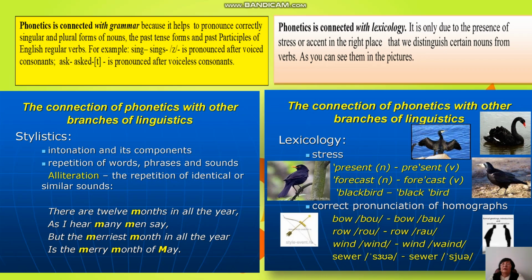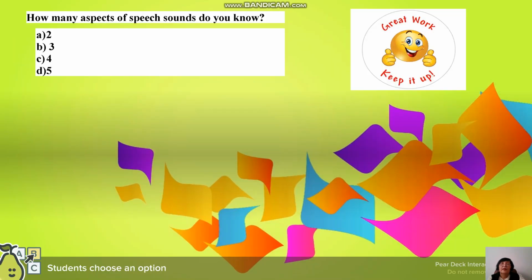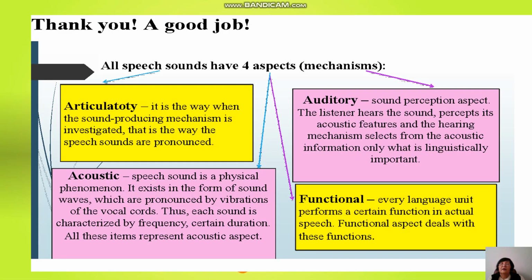Now, as we have already said, phonetics is also connected with stylistics: intonation and its components, repetition of words, phrases, sounds, alliteration. And you can read their examples. Now, how many aspects of speech sounds do you know? Thank you. A good job.